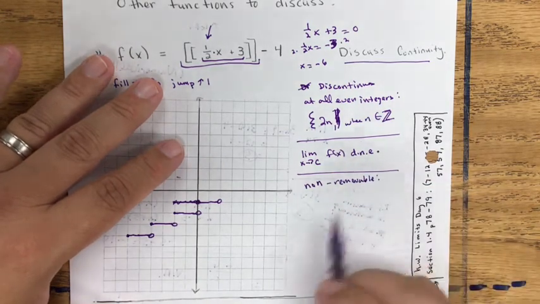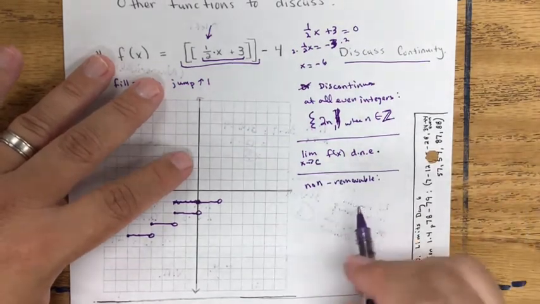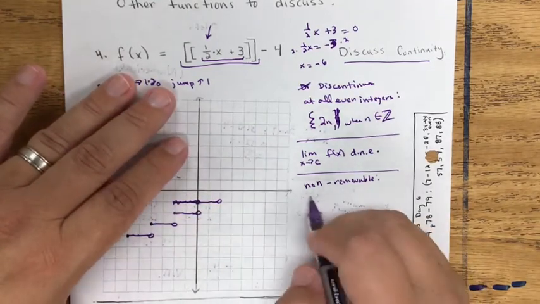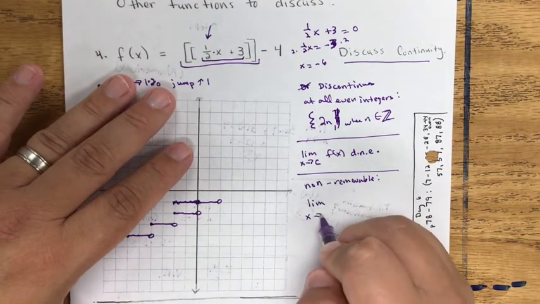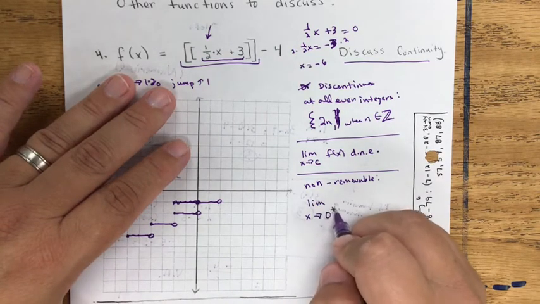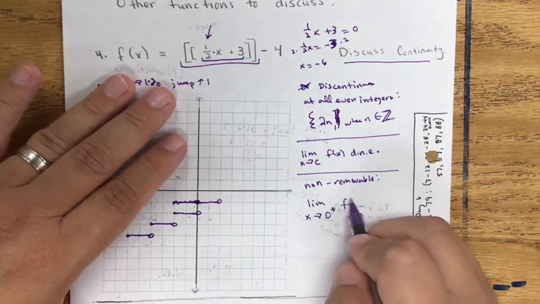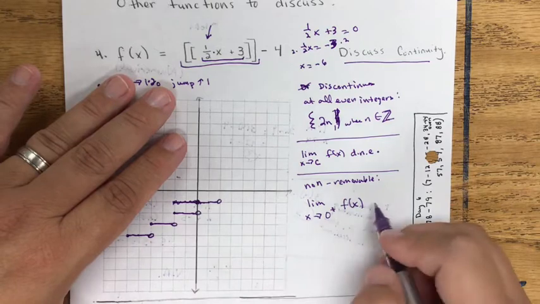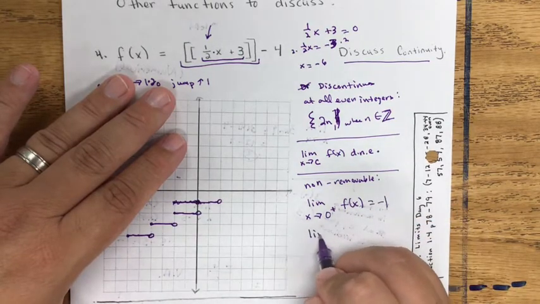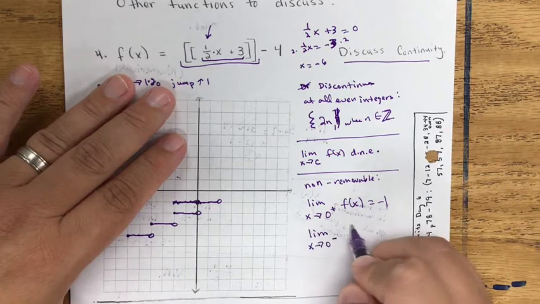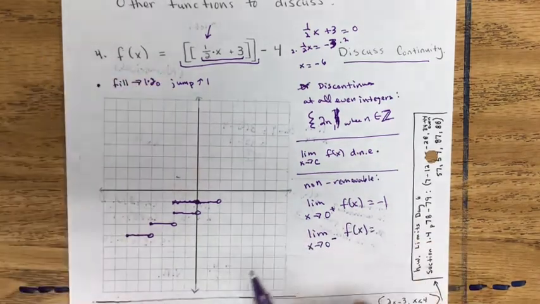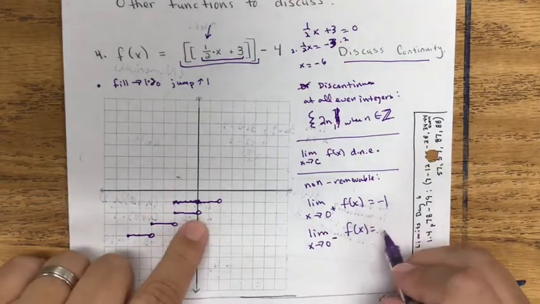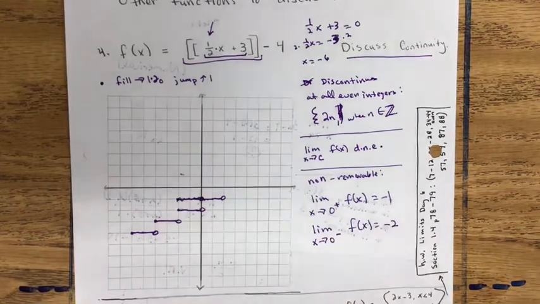Okay, now one-sided limits here. To add to this, if we go to the limit as x goes to 0 from the right, the limit of this function is staying at -1. Now, the limit as x goes to 0 from the left of this function, as I go this way, is going to -2.